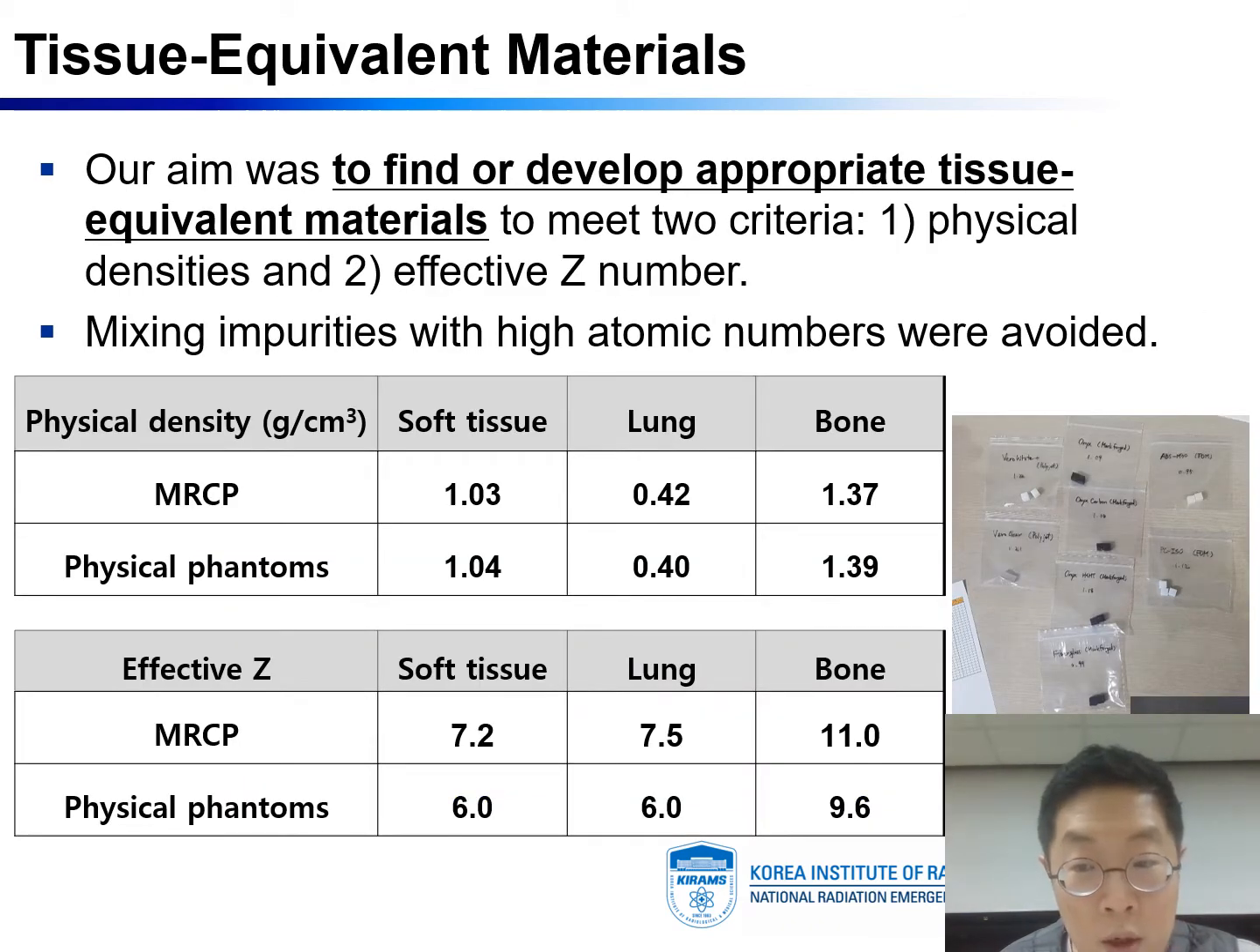For component materials, our aim was to find or develop appropriate tissue equivalent materials to meet two criteria. One is physical density, and the second is effective atomic number. In order to meet these criteria, mixing impurities with high atomic numbers was avoided. The result is shown in this table. For physical density, the results were more or less identical, and the effective atomic numbers were also very close to the goal, considering that it's very hard to control each elemental composition.